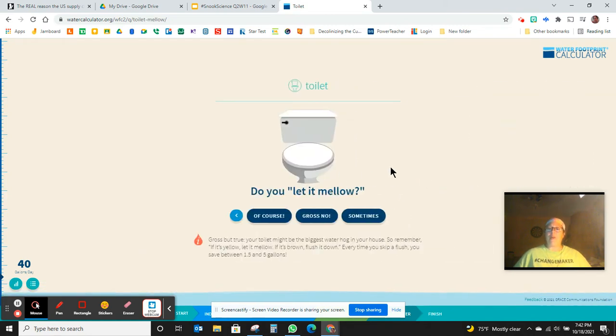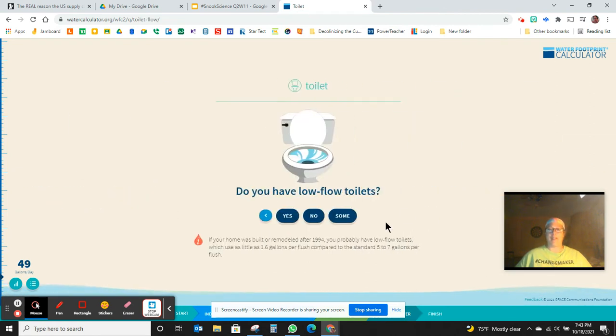Next, do I let it mellow? I do. So let it mellow if it's yellow means if you pee, you can let it sit in the toilet between flushes, and then when you pee again, then flush. It saves water on your toilet flushes. If it's brown, flush it down. Always flush it down. So I am going to say, of course I do, because I do. Actually, I'm being honest with you, in my bathroom. If it's in the hallway bathroom, I flush. All right. Do I have a low flow toilet? I do have one, but my other one is not. So I'm going to hit some.